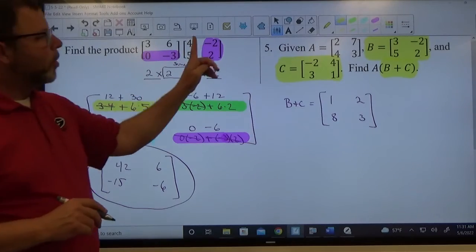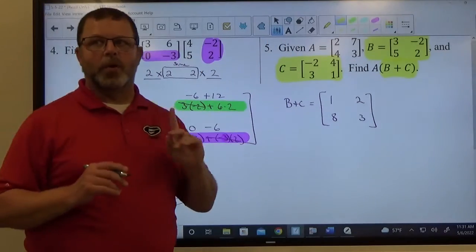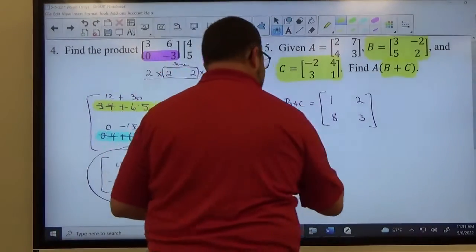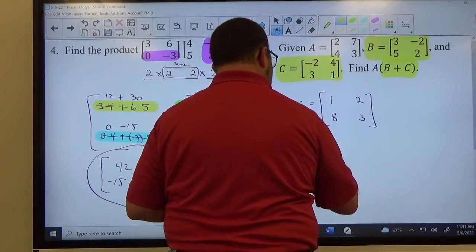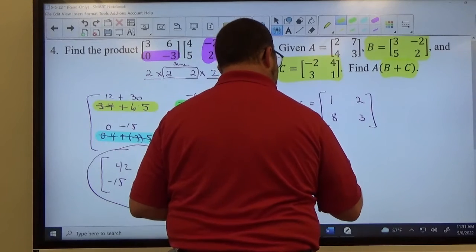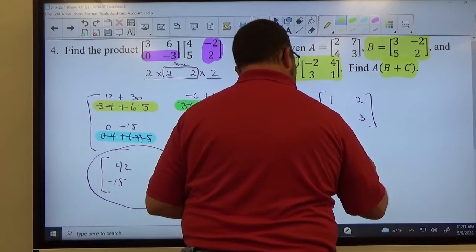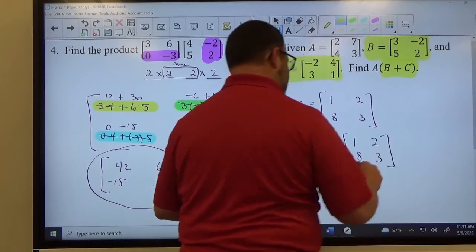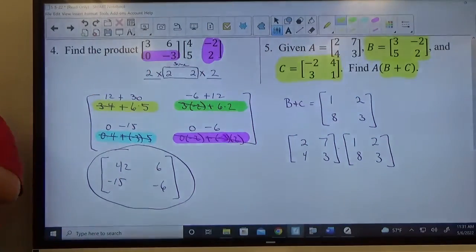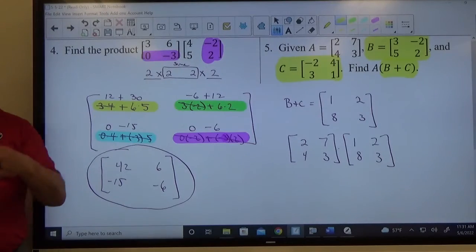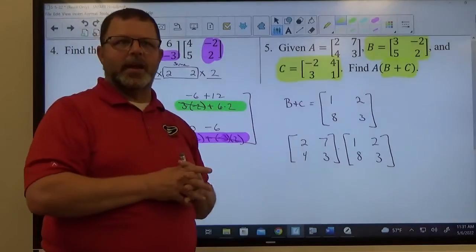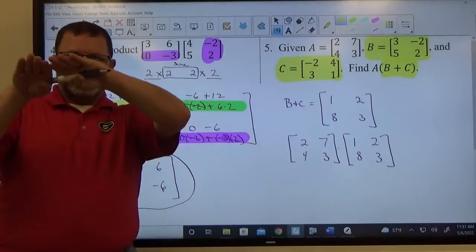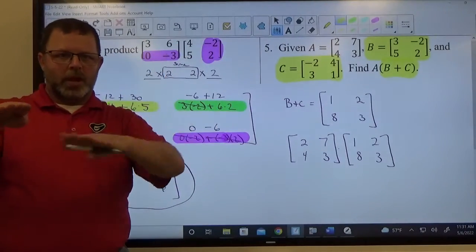Now, this tells me to multiply A times B plus C, and again, order matters. A times B plus C. So A is 2, 7, 4, 3 times B plus C, which is 1, 2, 8, 3. If you put it in opposite order, you get a different answer. That's the wrong answer. So be careful. A first times B plus C second. And now it's just what we did over here. Row times column, row times column, row times column, row times column.